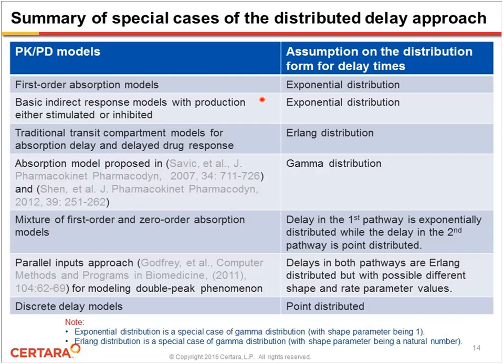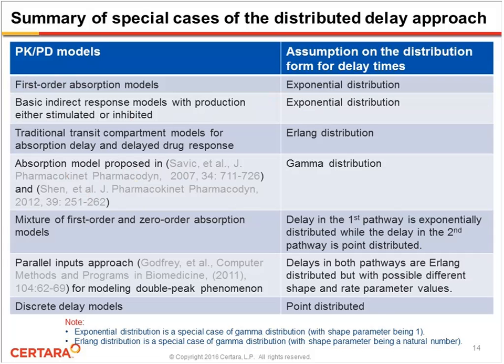So far, we have demonstrated that the distributed delay approach includes the transit compartment models, the discrete delay approach, and the first-order absorption model as special cases. Actually, there are a large number of other models that are also special cases of the distributed delay approach. For example, the basic indirect response models with production either stimulated or inhibited assume that the delay time is exponentially distributed. The absorption model proposed by Savic and Shen assumes that the delay time is gamma distributed.